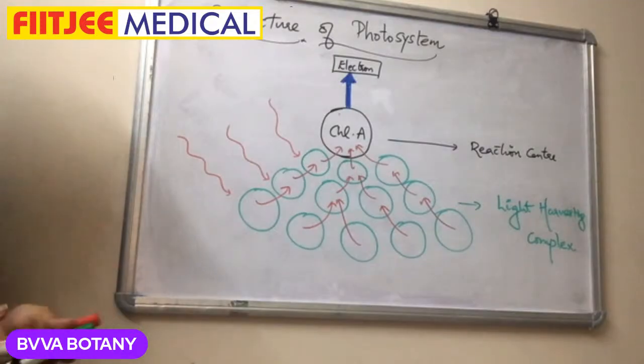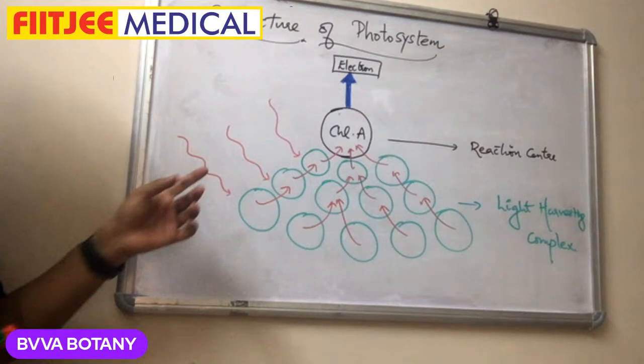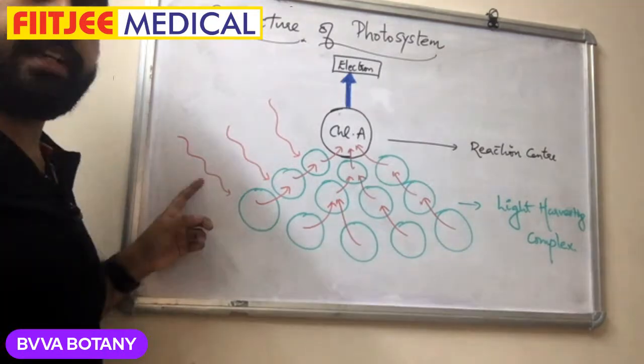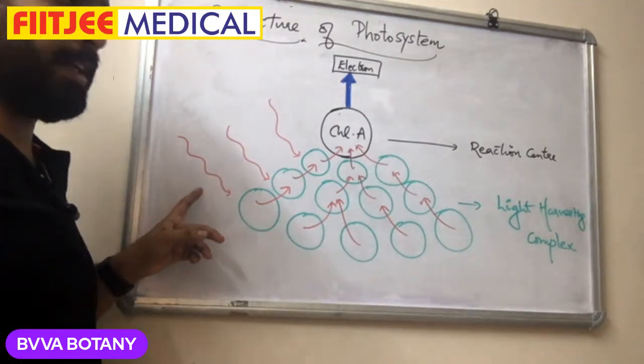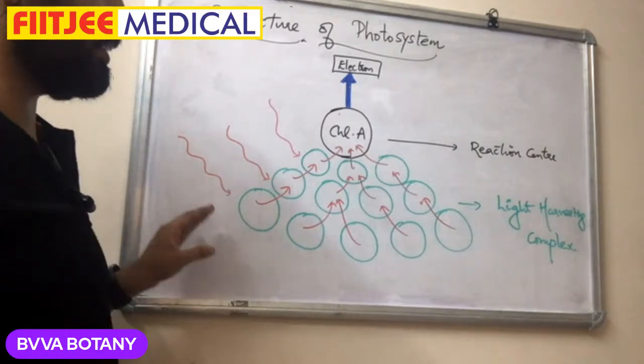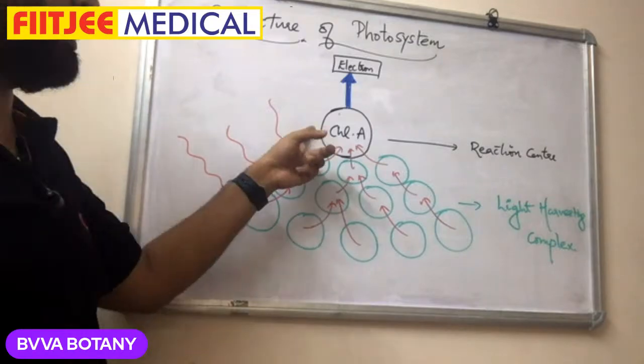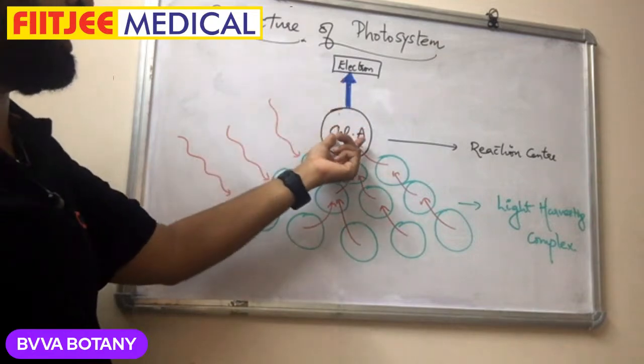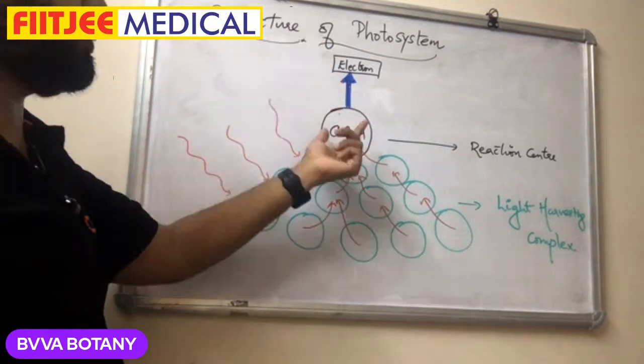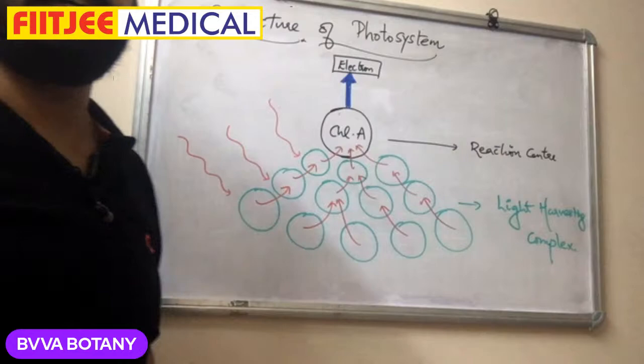So clear? The light harvesting complex gets light energy, and that energy is transferred to the reaction center, and due to that an electron will be released out of it.